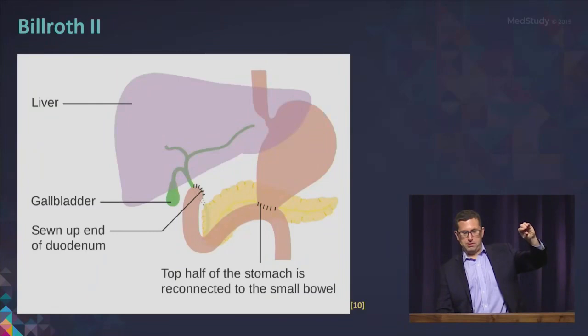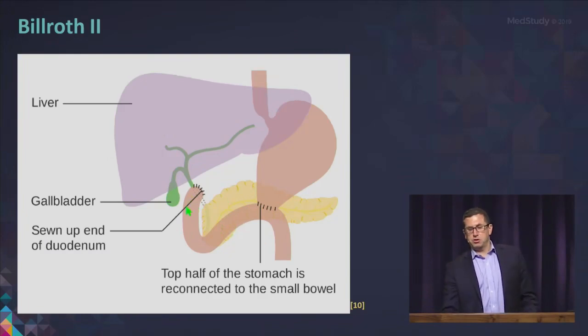Maybe I'll skip to the picture. This is the afferent loop. So here is the stomach. Here is the liver and the biliary tree. And then this is what's called the afferent loop. It's going towards the stomach. And then this is the efferent loop, taking food that's now mixed with bile away from the stomach.